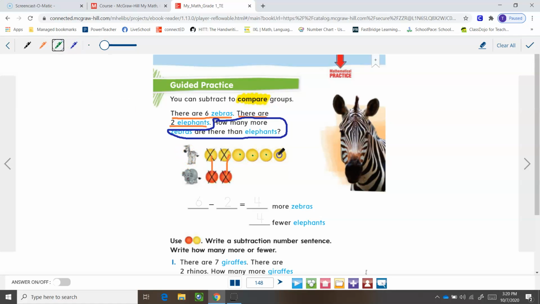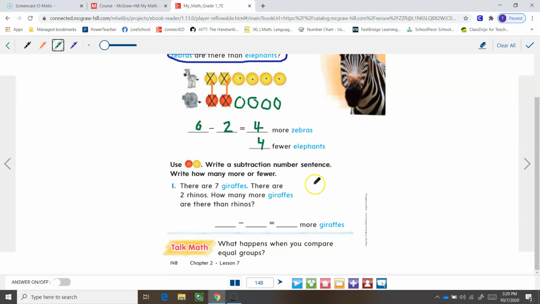1, 2, 3, 4. So if I want to write my subtraction number sentence, I have 6 zebras. I can take away my 2 elephants, and I can figure out how many more zebras I have. I have 4 more zebras. Or I can think of it as 4 fewer elephants, because I would need to have 4 more elephants down here to be the same number of zebras and elephants.